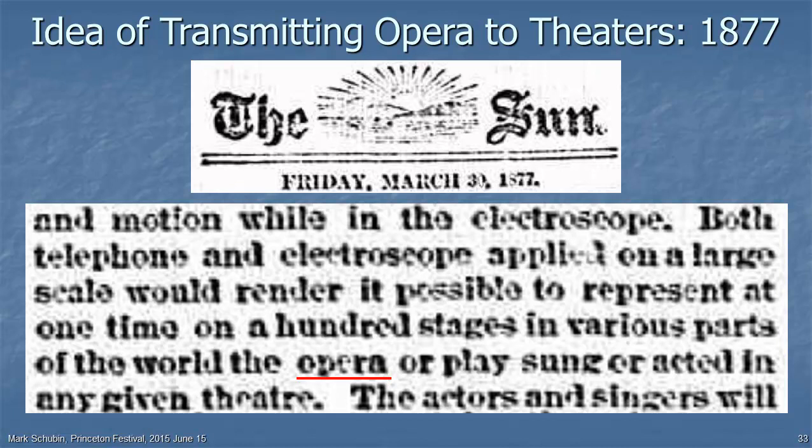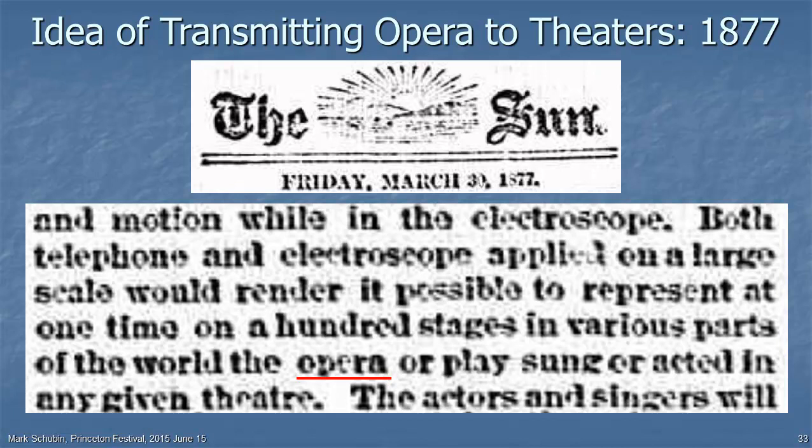But the idea of transmitting opera to theaters actually dates back to 1877, at least in print. This is something that appeared in the New York Sun on March 30th of 1877, and it was a story about something that the writer was calling the electroscope, not the thing that measures charge, but some form of television device, and it's a little hard to read, so I'll read it to you. "Both telephone and electroscope, applied on a large scale, would render it possible to represent at one time, on 100 stages in various parts of the world, the opera or play sung or acted in any given theater." So there's a prediction of what the Met is doing today with its HD Live, and back in 1877.